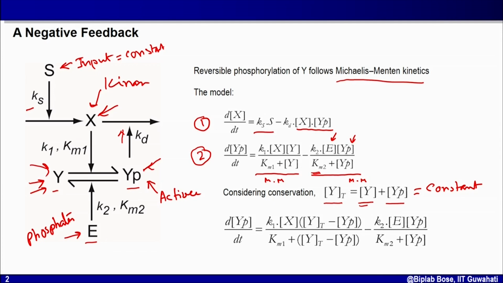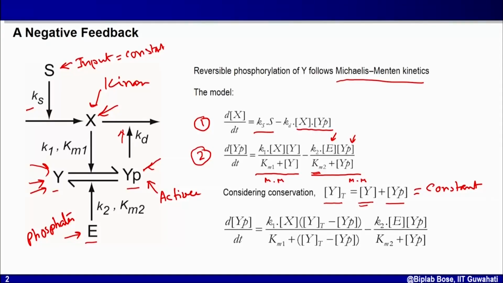This type of reduction in number of variables we have tried earlier. We are considering here a conservation of total amount of Y. A part of Y is free Y and another part is phosphorylated Y. So the summation of these two is constant and equal to Yt. So the second equation I can rewrite in this form.